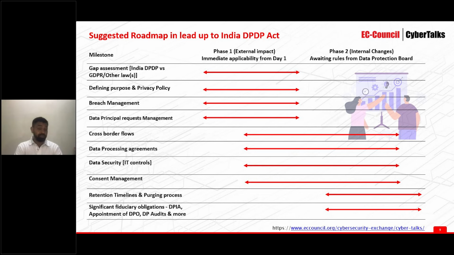Defining purpose and the privacy policy is very, very important. Most Indian organizations do not even have a privacy policy in place. So it's very important that this should start immediately. Breach management: the example which I gave, it doesn't matter when it happens. If it happens, it's going to have the same sort of implications, liabilities, and penalties. Data principal request management: if you get a request from a data principal, tell me what all data you hold for me.